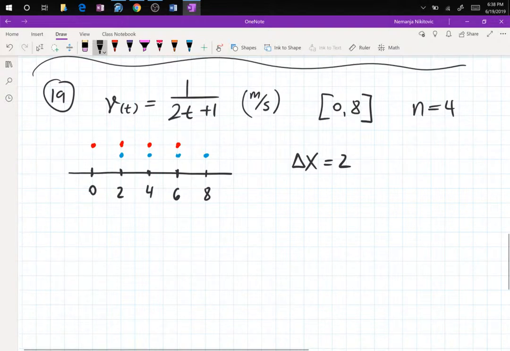Go. Function computed at 0 times 2 plus function computed at 2 times 2.